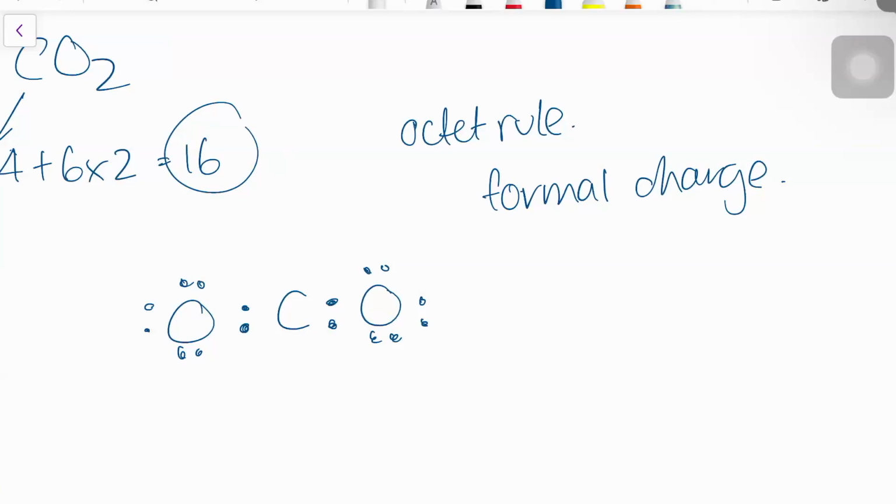Once again, the step-by-step of your Lewis dot diagram, like literally step-by-step 1, 2, 3, 4, has been written out for you in your notes. So have a look at that if you need to.